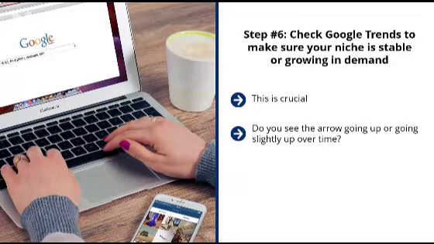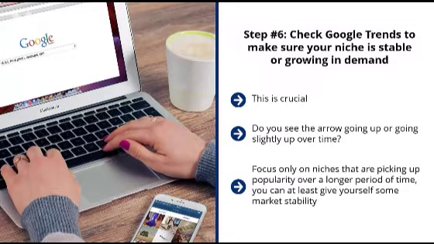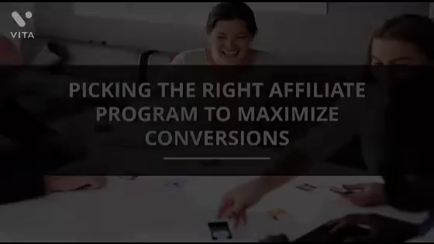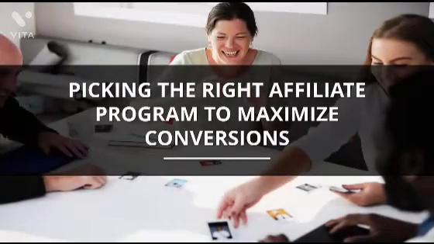If you see a flat line or if you see it decreasing in popularity over time, scratch that niche off your list. Focus only on niches that are picking up popularity over a longer period of time. You can at least give yourself some market stability. Picking the right affiliate program to maximize conversions.